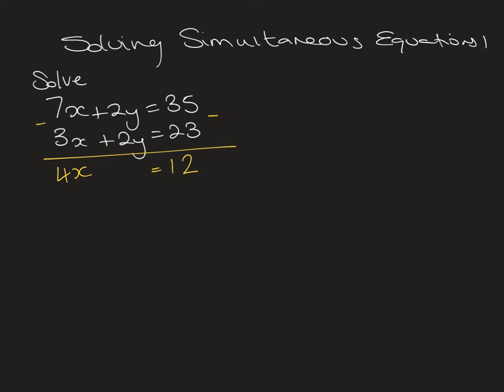So we now have 4x equals 12. If 4x is 12, then a single x must be 3 because 4 times 3 is 12. And that's our first solution.